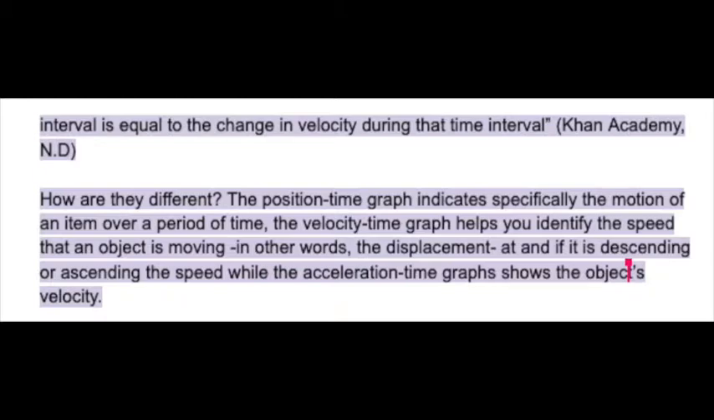But how are they different? The position time graph indicates specifically the motion of an item over a period of time. The velocity time graph helps you identify the speed that an object is moving, in other words, the displacement, and if it is descending or ascending, the speed, while the acceleration time graph shows the object's velocity.